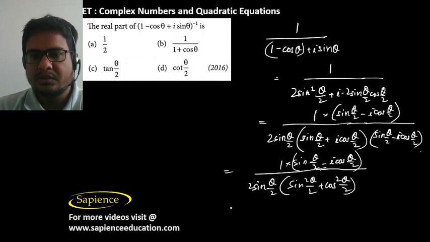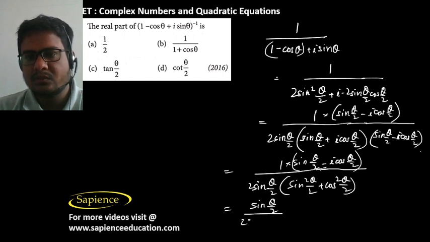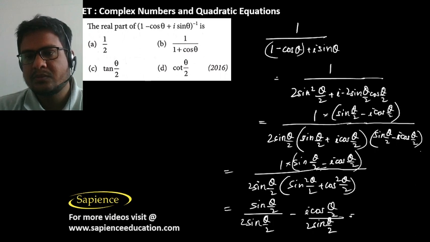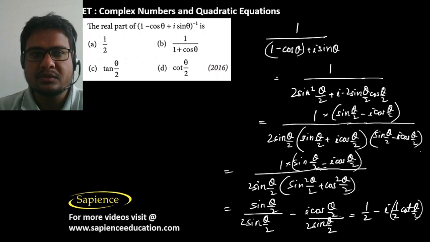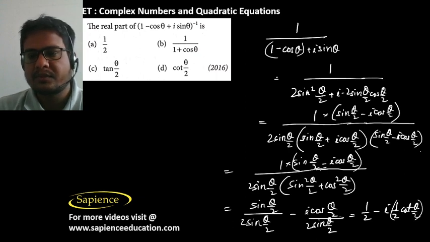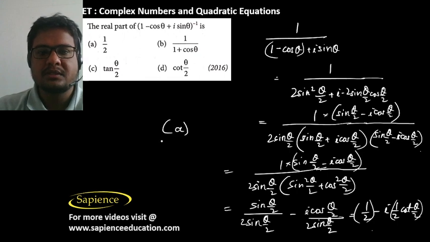So then this will be sin theta by 2 minus i cos theta by 2 divided by 2 sin theta by 2. So this will be half minus i into half cot theta by 2. So the imaginary part is half cot theta by 2, but the real part is half. So option A is the correct answer.